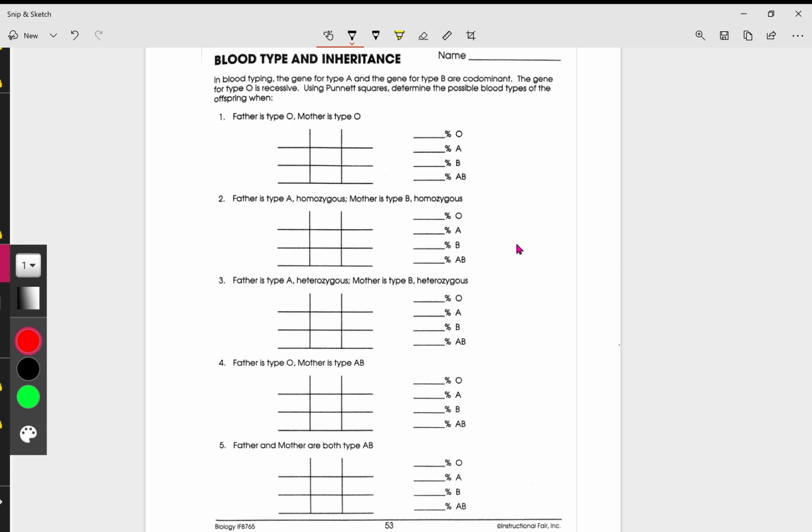Okay, the video cut out, so I'm just going to make a second video. This will go through how to do this assignment. I'll go through all the answers with you.